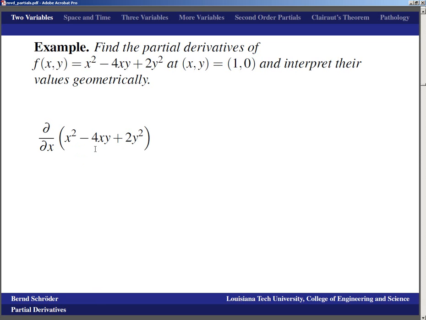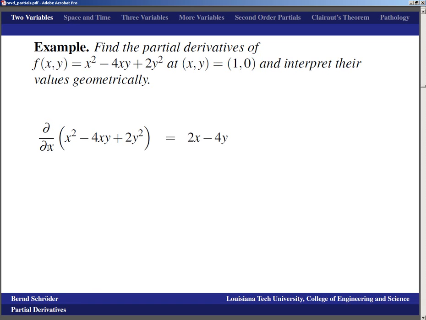and of course now the derivative of x squared is 2x. The derivative of negative 4xy is negative 4y because the derivative of x with respect to x is 1, and the derivative of 2y squared with respect to x is 0. So the one reflex that we have to get away from is just because there is a variable does not mean that that variable is our differentiation variable.